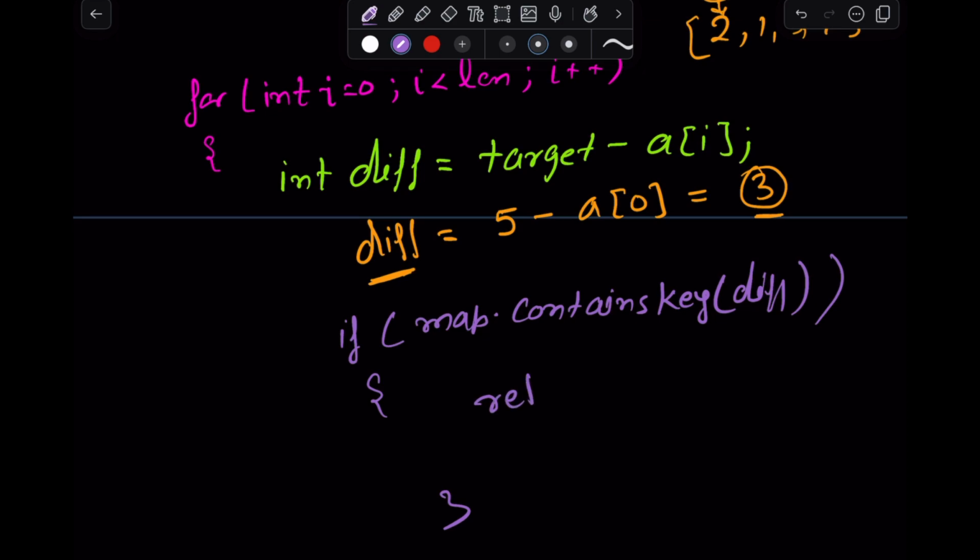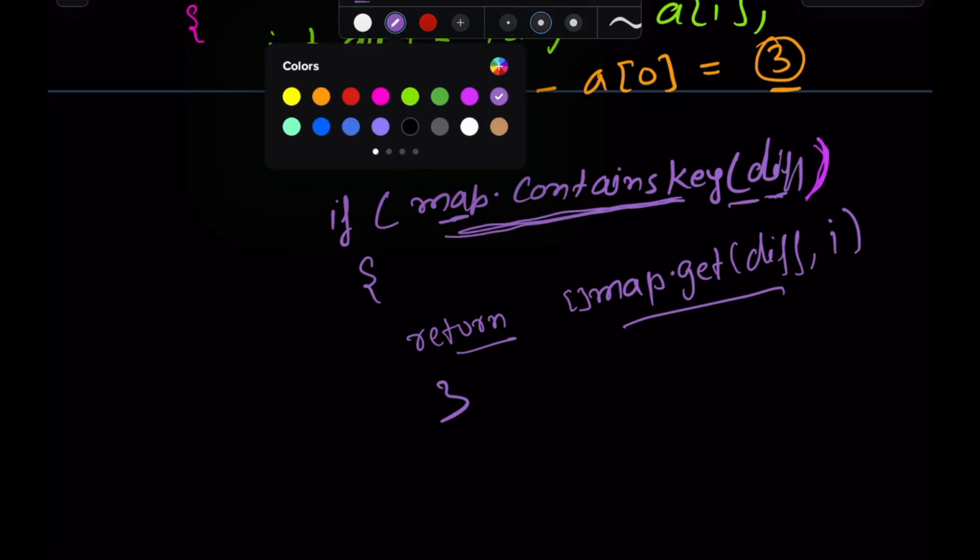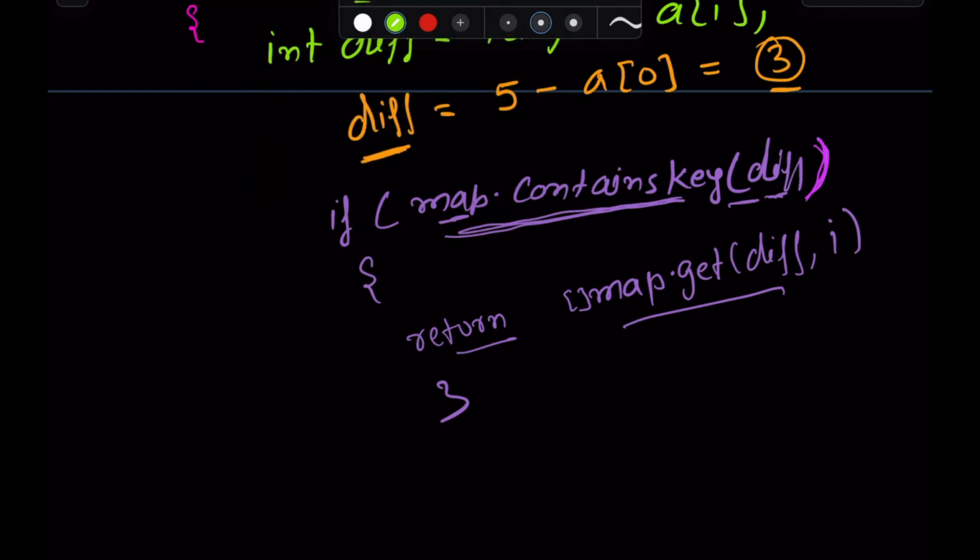So you can return. Once your condition is satisfied, meaning that your map contains the particular key, the difference, then you can return these indexes. You can say map.get(difference), it will return the index, and the current index. In the form of an array you can return it, and that's how you're going to return it.